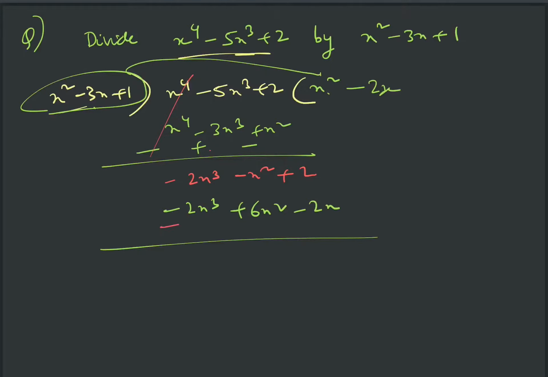Now again you just subtract this, so this will become plus, this will become minus, this will become plus, and so plus 2x cube minus 2x cube gets cancelled, and you have minus 6x square minus x square, this is minus 7x square plus 2x plus 2.